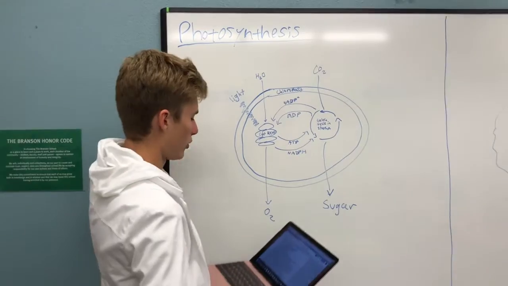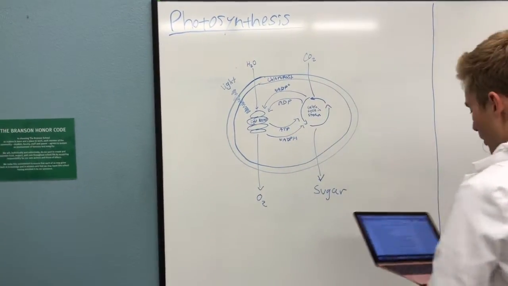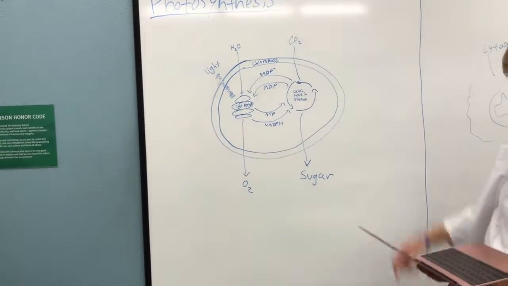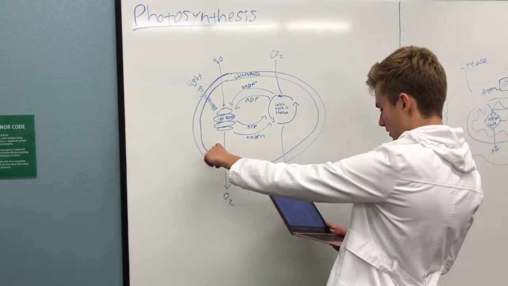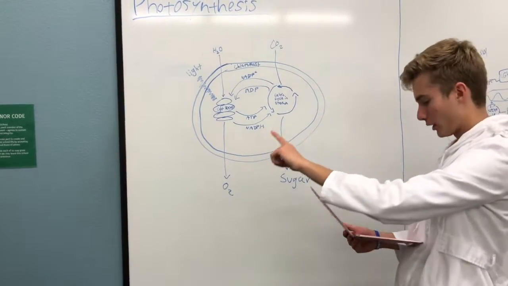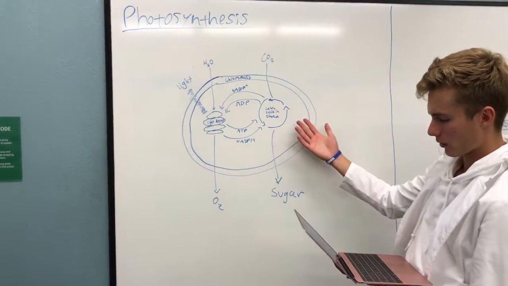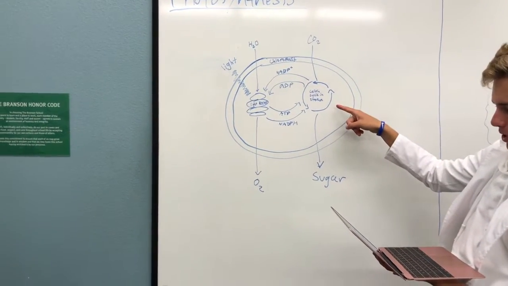Photosynthesis is broken down into two parts, light reactions and dark reactions. Both of these reactions take place in the chloroplast, as depicted here. Light reactions occur here, in the membranes of these little pancake guys called thylakoids. Dark reactions, also known as the Calvin cycle, occur right over here in the stroma.